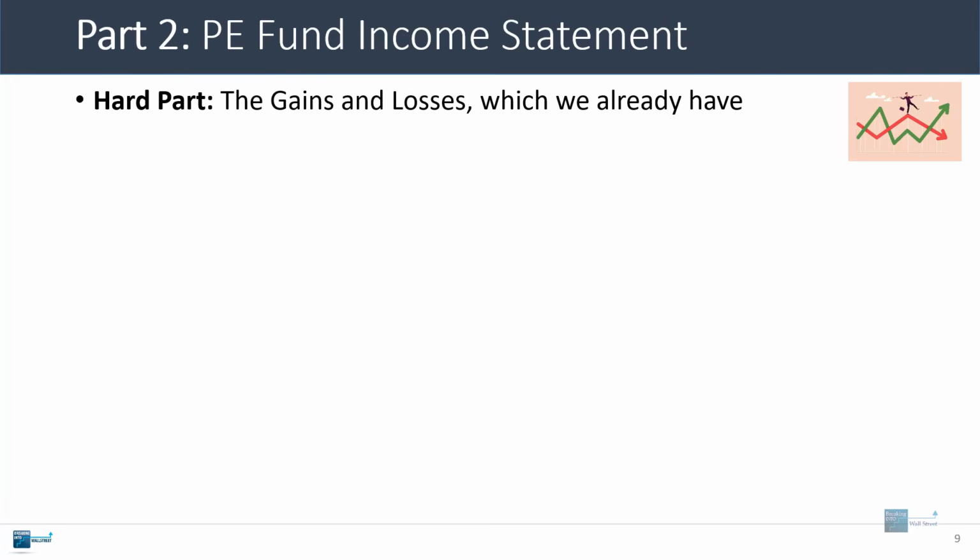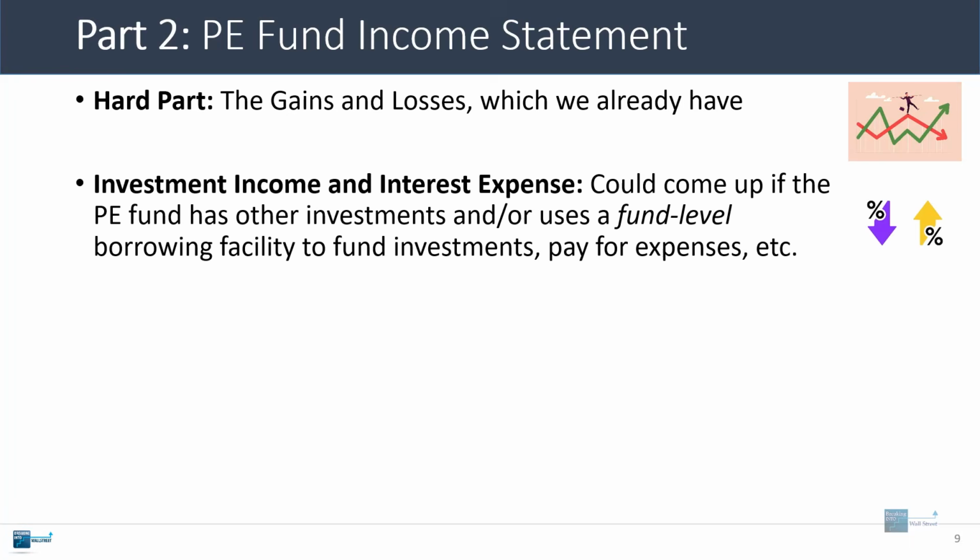Now the hard part is the gains and losses, which we've already set up. There may be investment income and interest expense. So the PE fund could have other investments that generate interest income or dividends or things like that. Also, they could use a fund level borrowing facility. Sometimes it's used to temporarily fund investments or to pay for expenses, and there could be interest expense on that.